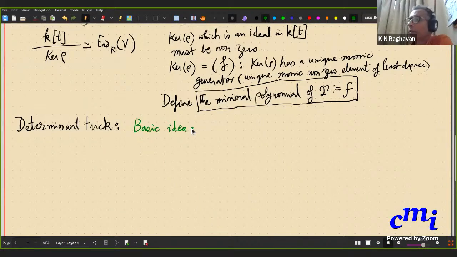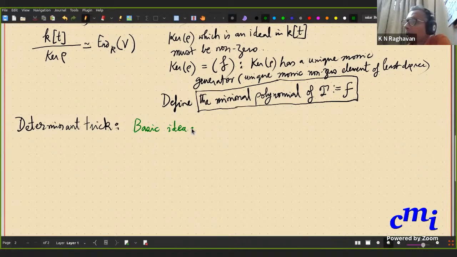And you can add a multiple of a column to another column, and if you do that operation on a matrix, the determinant does not change. So the determinant of the original matrix and the determinant of the transformed matrix, if you do this operation, are both the same, etc.